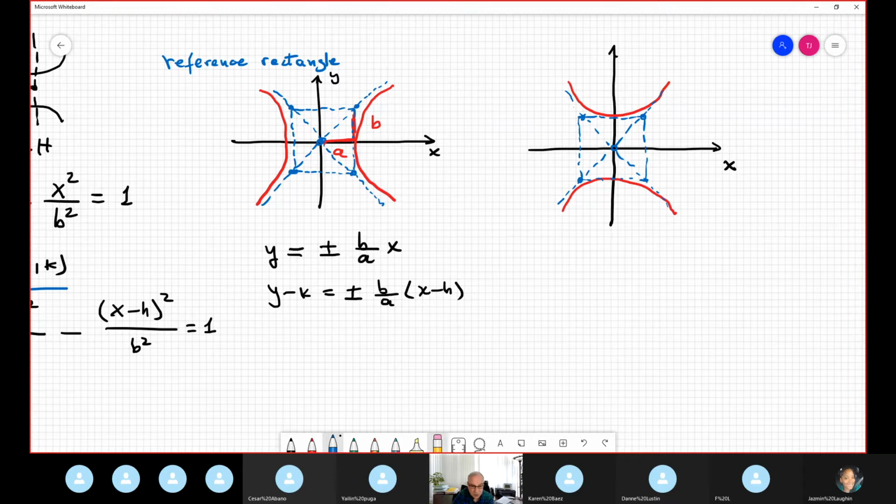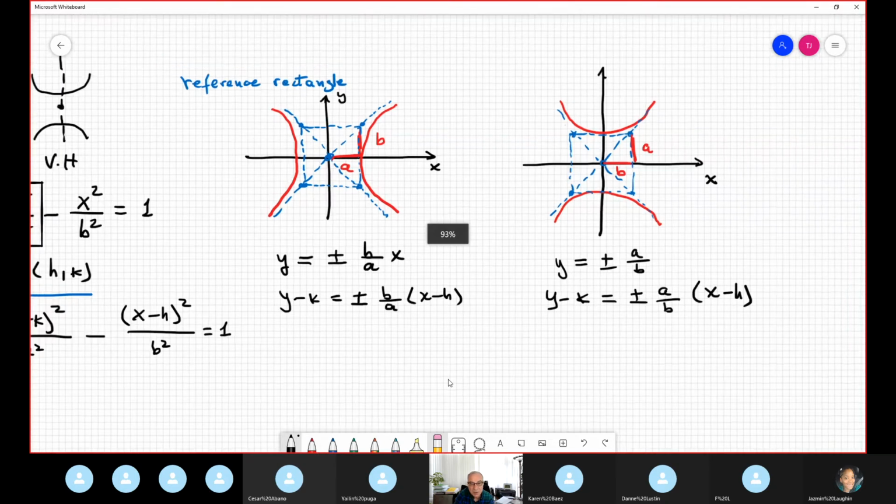Well, so the equation for the asymptote in this case is different. It's y equals plus or minus again, but a over b, because this segment now is b, and this segment now is a. It's the only detail. And the equation when the center is located at another point different from 0,0 is y minus k equals plus or minus a over b times (x minus h). End of the story. This is the completed picture about hyperbola.